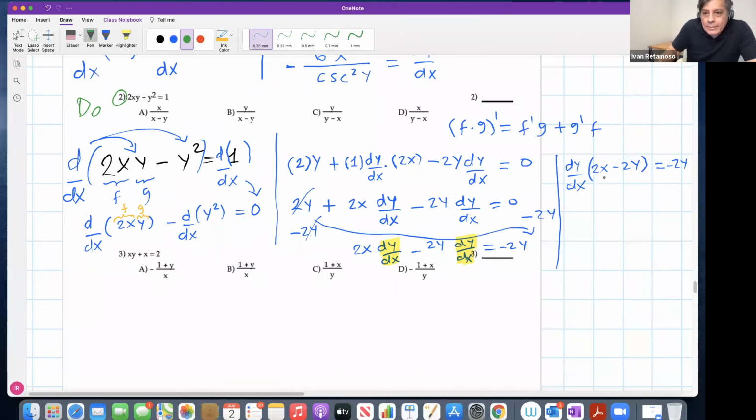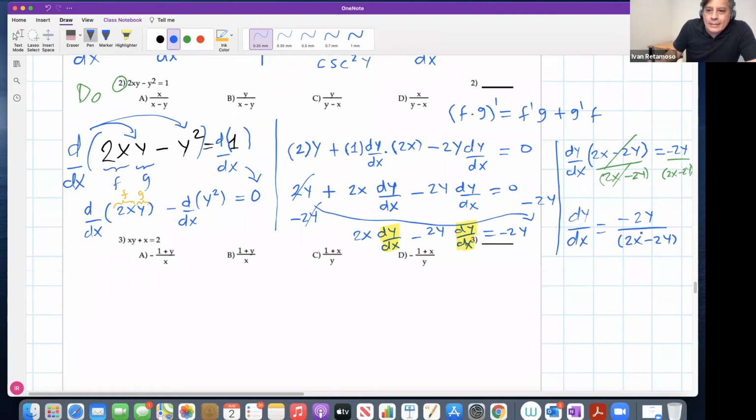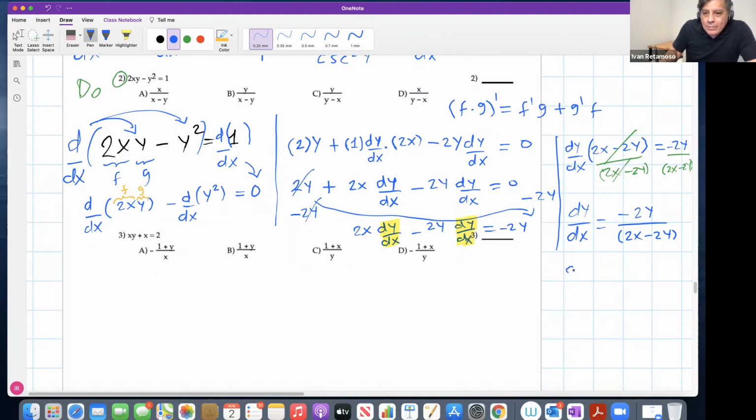Once you divide both sides by 2x minus 2y to isolate your dy/dx, look what's going to happen. dy/dx is equal to what? Minus twice y over 2x minus 2y. Now, there's a number 2 that I can factor out and simplify. But even if I do that, notice that this answer does not appear clearly on the choices.